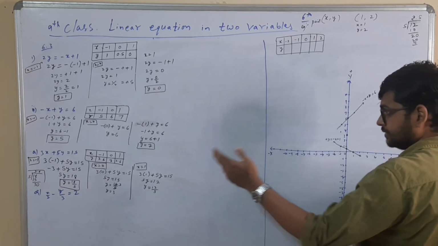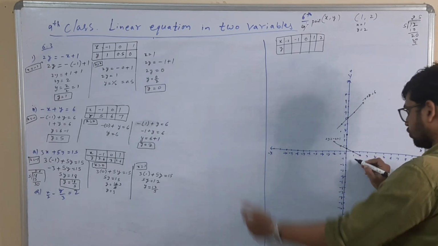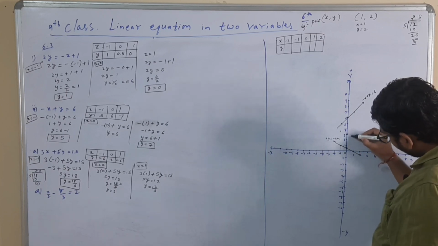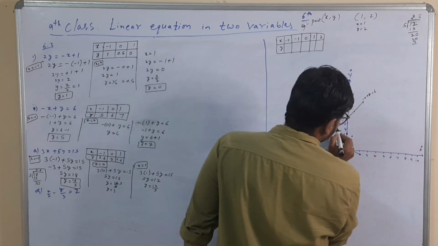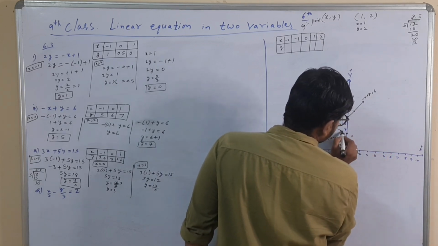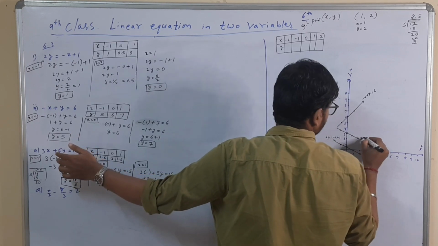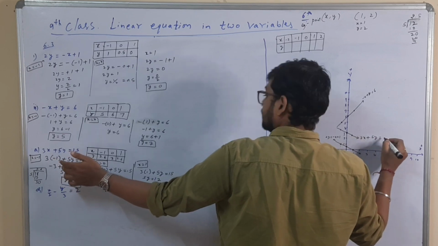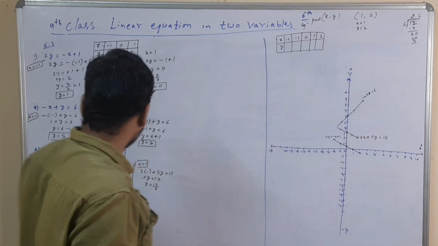Next, x equal to 1, y is equal to 2.6. Where does 2.6 come from? See, this is 2.5 and this is 2.6, so a little above that, approximately here. Now joining these points, we get this line, and this equation is 3x plus 5y is equal to 15. This is the third one.